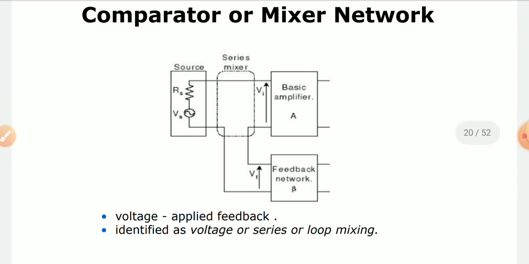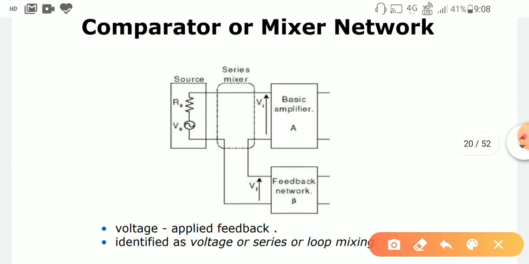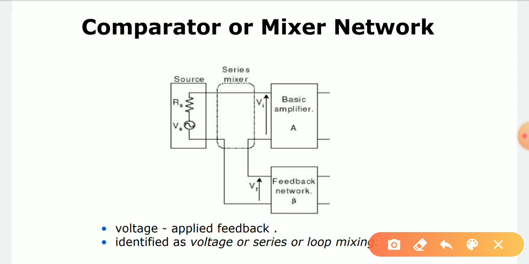Now for the input side, how is the feedback output mixed with the input, that is, how is V of I or the error signal generated? From that point of view, this is the mixer network. Here also, a series formation is present, or it may be a parallel formation. If it is series, which term will be applied as feedback? For the series, the voltage term will be applied as the input, because in this case the current term is constant, so the variable term is voltage. So here voltage is the feedback applied. So identify this kind of comparator or mixer network as voltage or series or loop mixing.